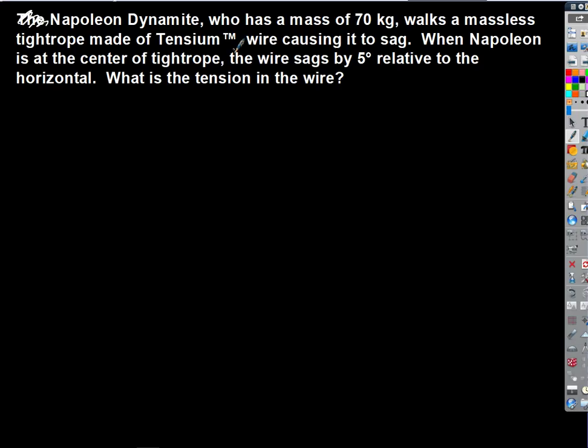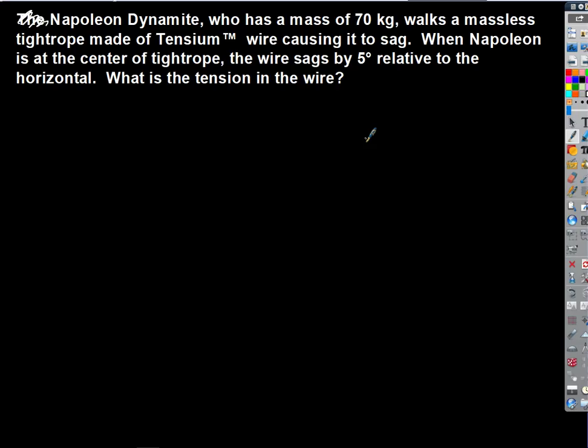But the wire is massless, causes it to sag. When he's at the center of the tightrope, the wire sags by 5 degrees relative to the horizontal. So we want to know what's the tension in the wire. Okay, so what's going on here?